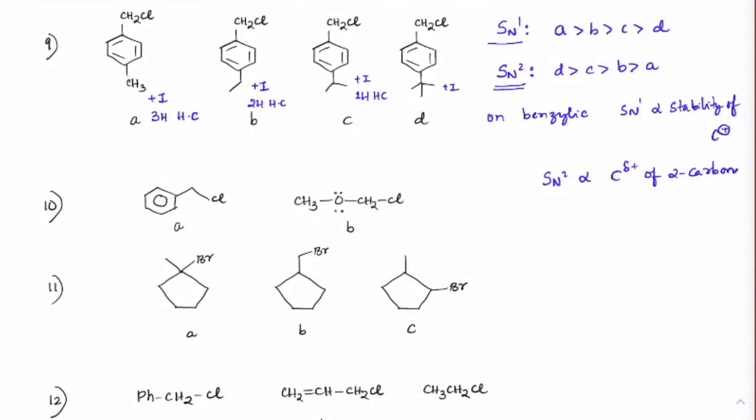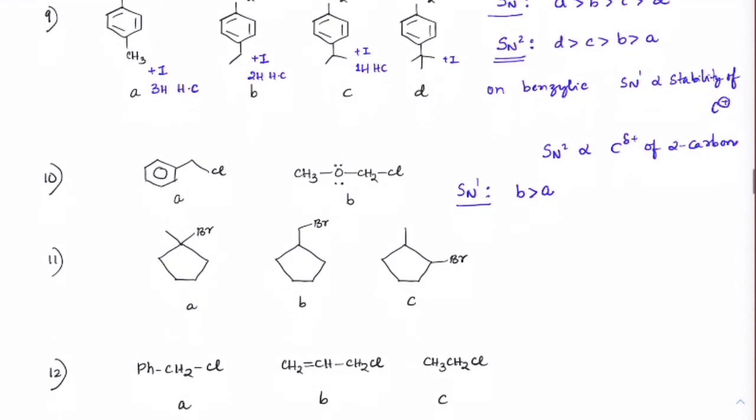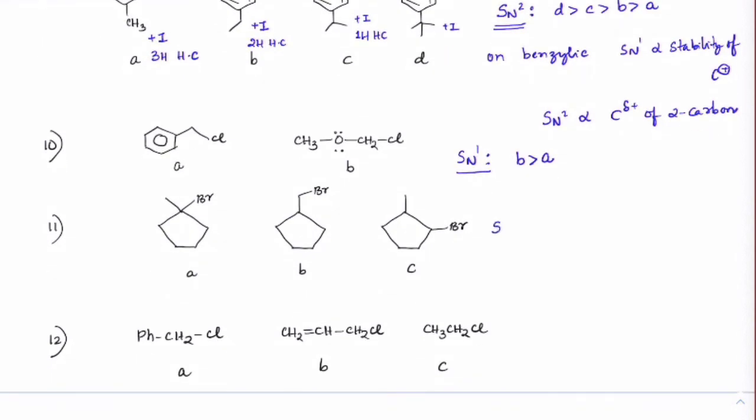Right. Next one, benzylic and OCH2Cl. Okay, so obviously the lone pair here would be more influencing. So SN1 order here would be B greater than A. SN2 also we have discussed earlier with that case, so I'm not writing again.